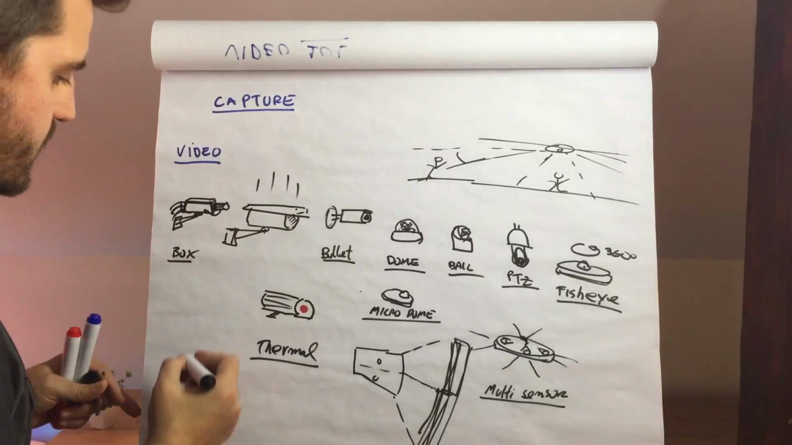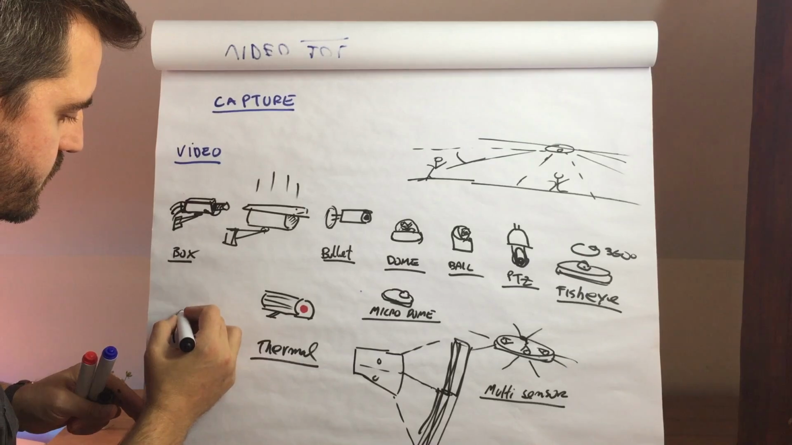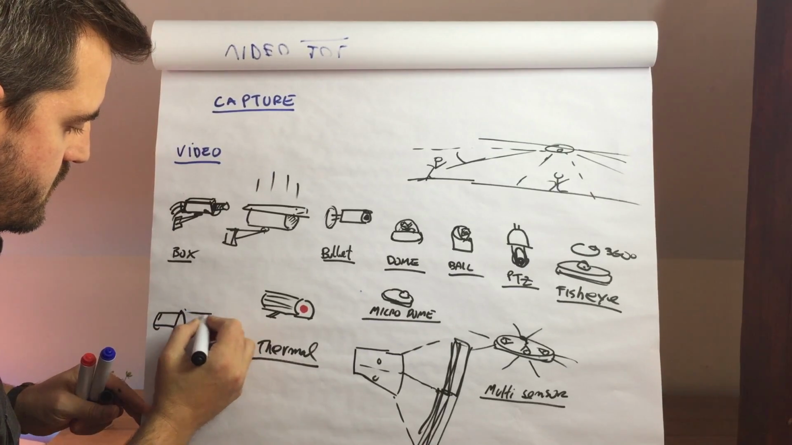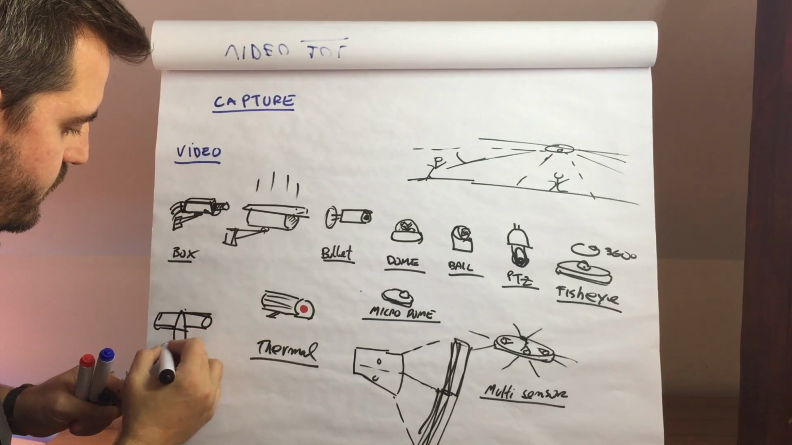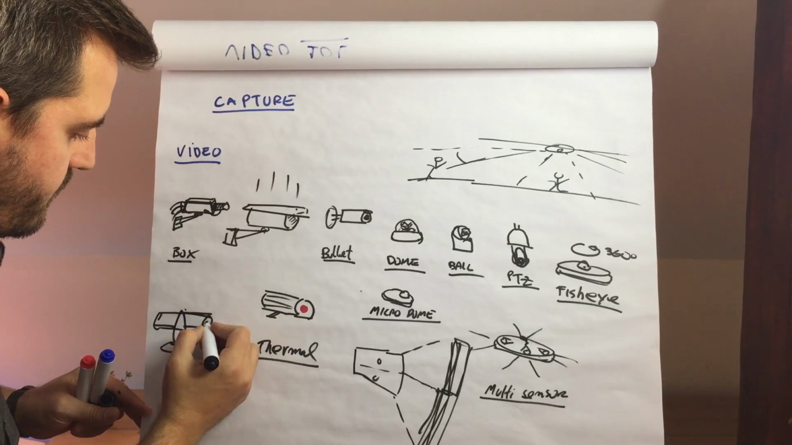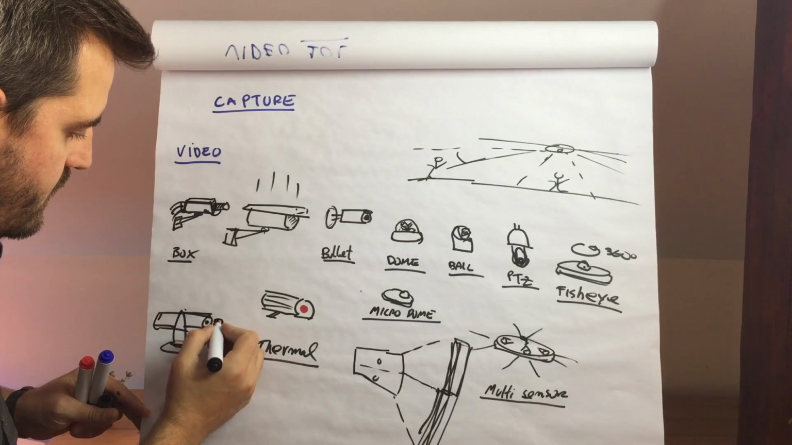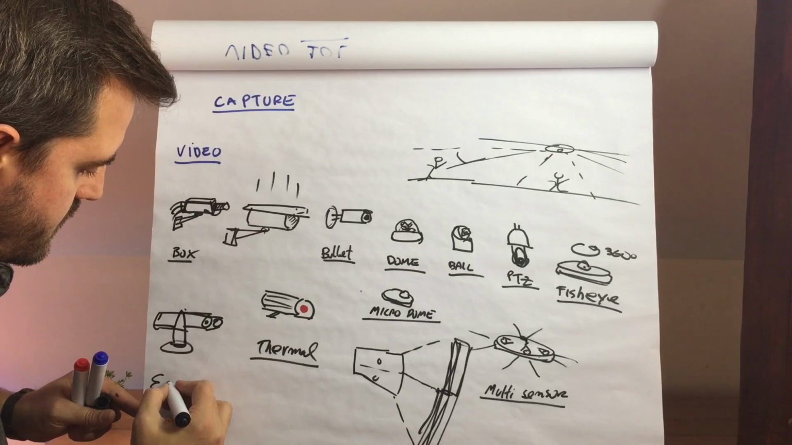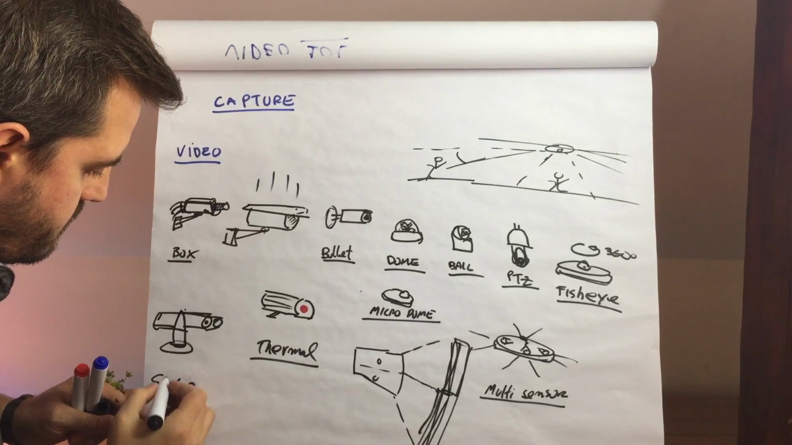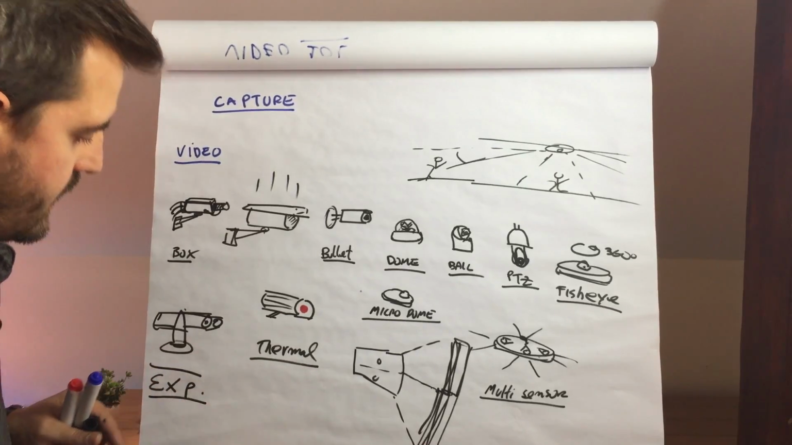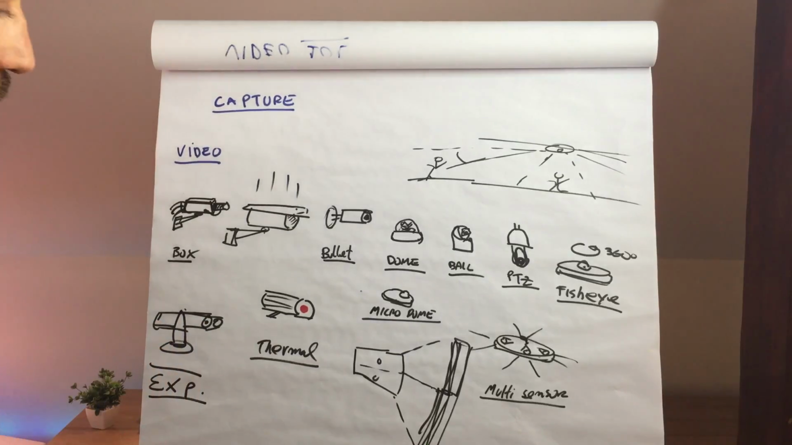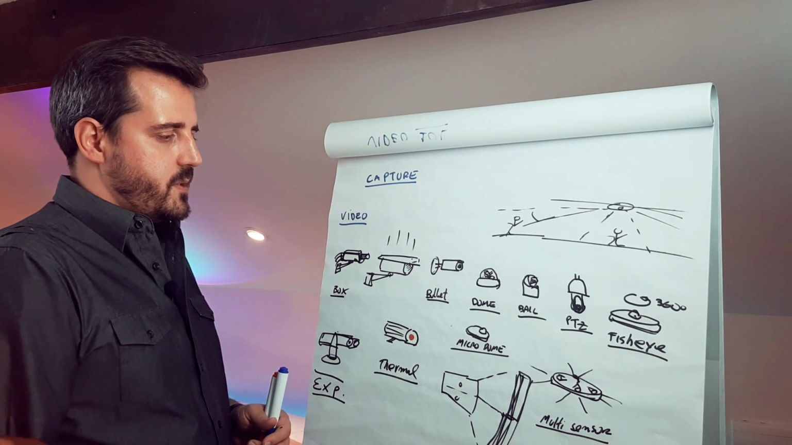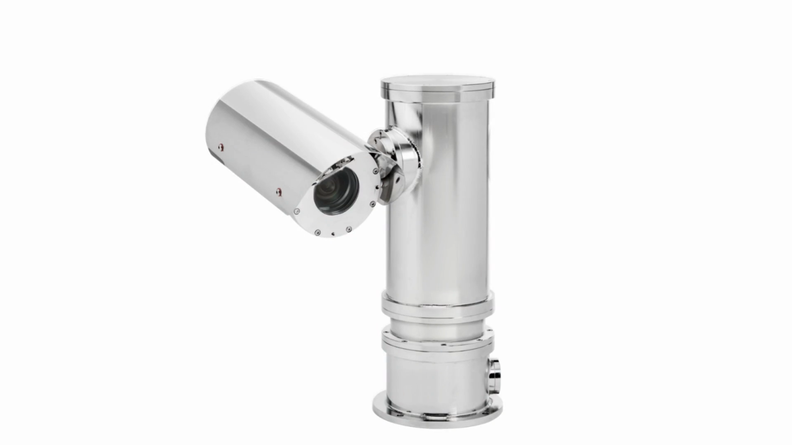And the last one, it's similar to the others here, but I will put it as a different type, which is the explosion-proof cameras. The most common types of explosion-proof cameras are bullets and PTZs.